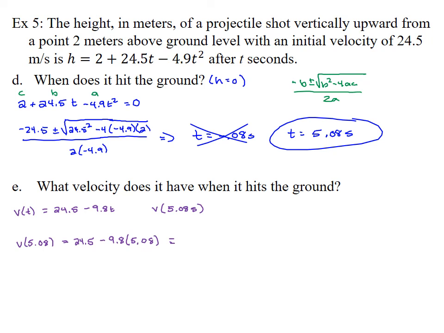So let's see if we're right or not. I think we are. Yep, you get a velocity of negative 25.284 meters per second. So that makes sense that you are going in a downward direction when your projectile hits the ground. So that finishes up section 2.7.